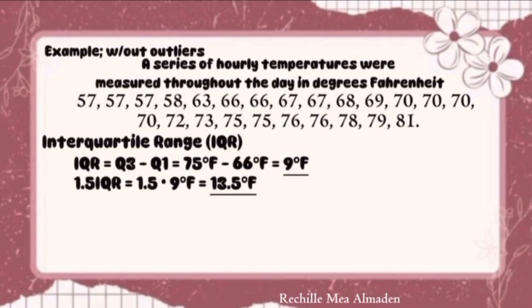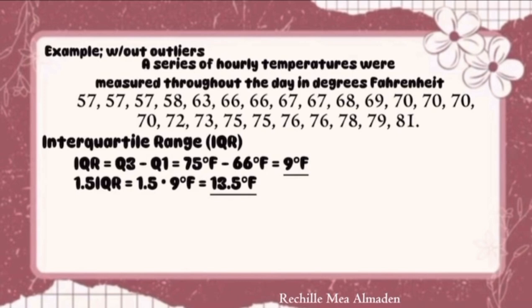So 1.5 IQR is equal to 1.5 times our IQR, which is 9 degrees Fahrenheit. So we multiply them, and the result is 13.5 degrees Fahrenheit.